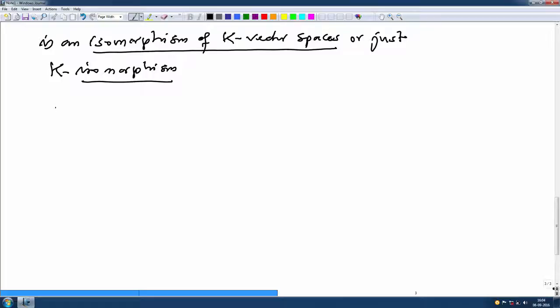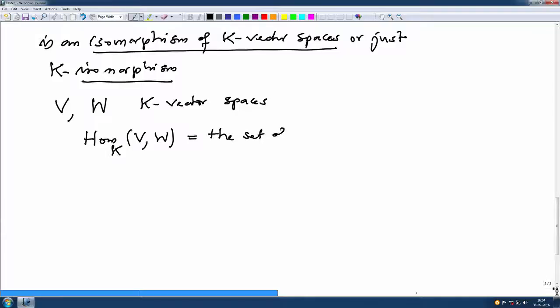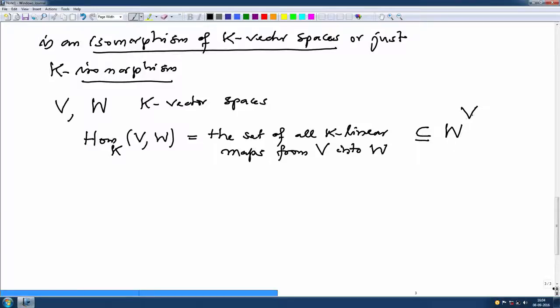Okay, so a couple of notations which we will keep using throughout the course. If V and W are two K vector spaces, then Hom_K(V, W) is the set of all K linear maps from V into W, and note that this is a subset of W power V. Remember, W power V is the set of all maps from V to W, and among them we have chosen only the K linear maps, which we denote by Hom_K(V, W). Hom is short for homomorphisms, and we are going to study this object more intimately.